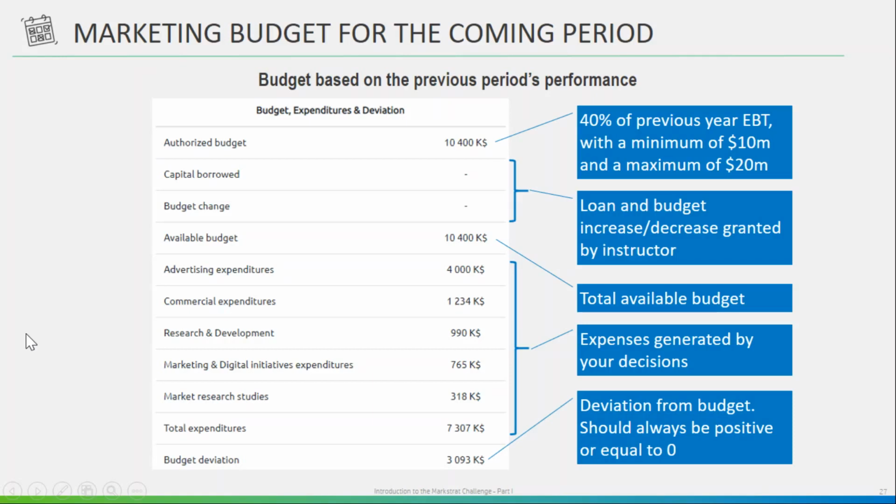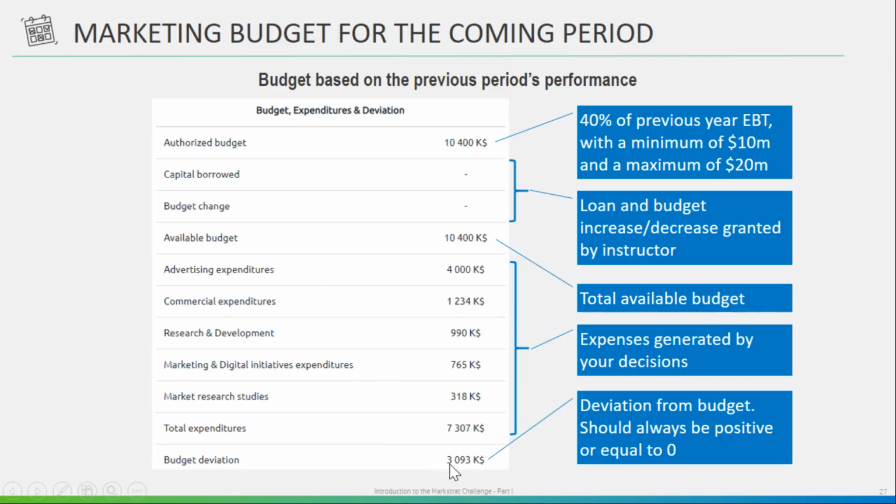So talked about your budget. Your budget comes from your performance in the previous period. Minimum of $10 million, maximum of $20 million. You can borrow money in this class. You can get a loan, which will be discussed later. And then this kind of gives you a sum of everything that you're doing in terms of marketing spend.